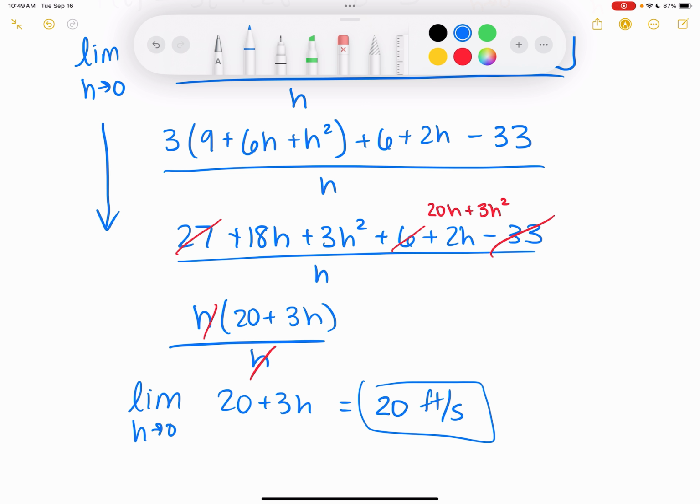I was going to stop, but there's literally one problem left, so just go ahead and do the last one.